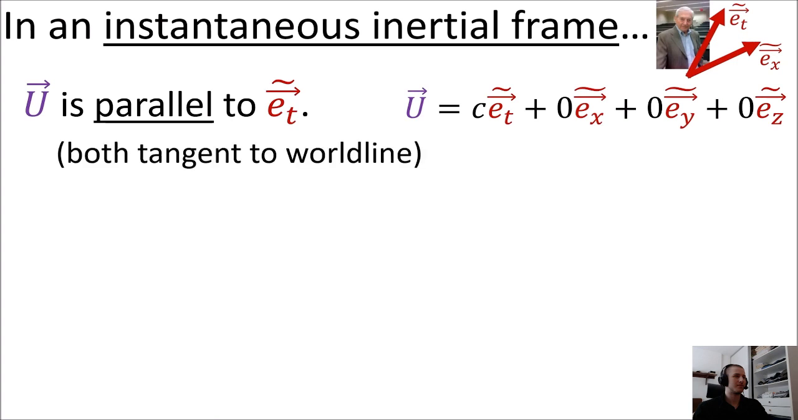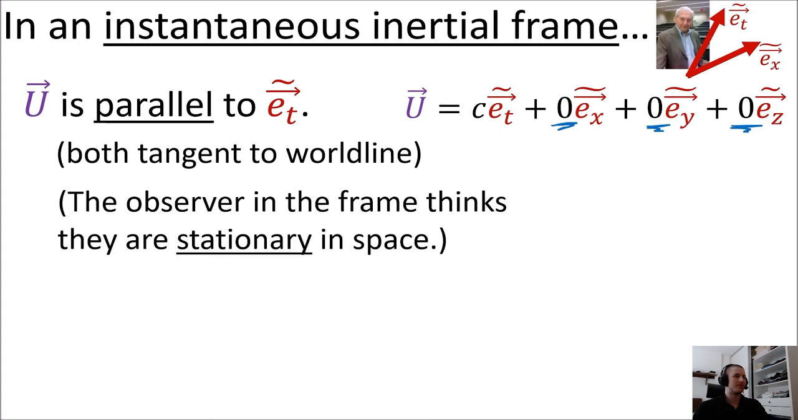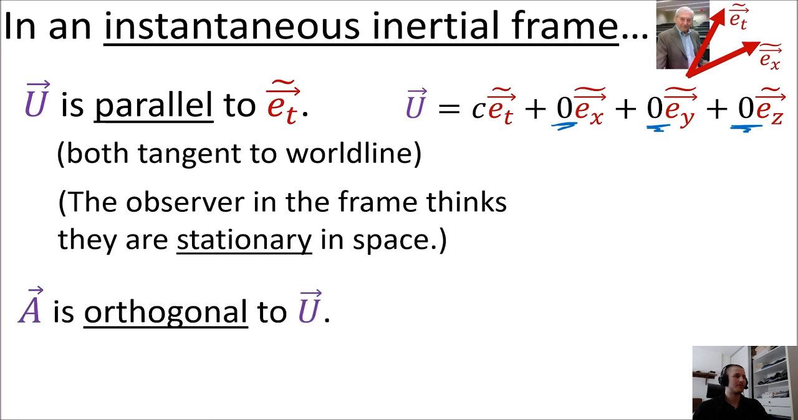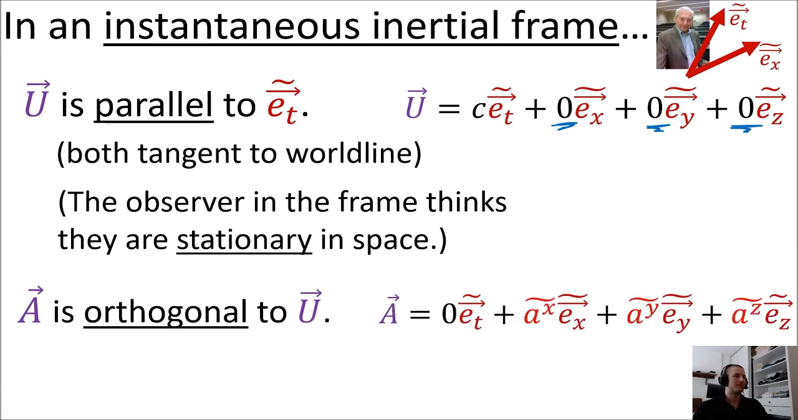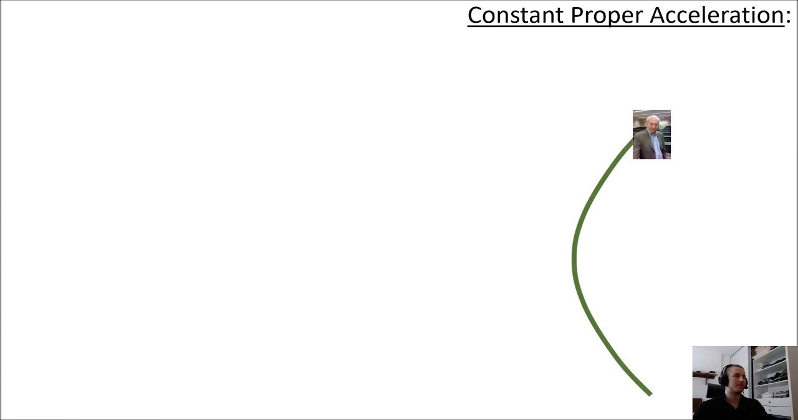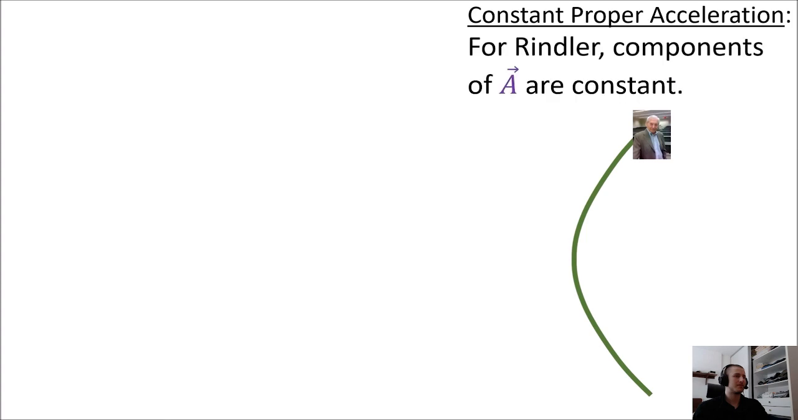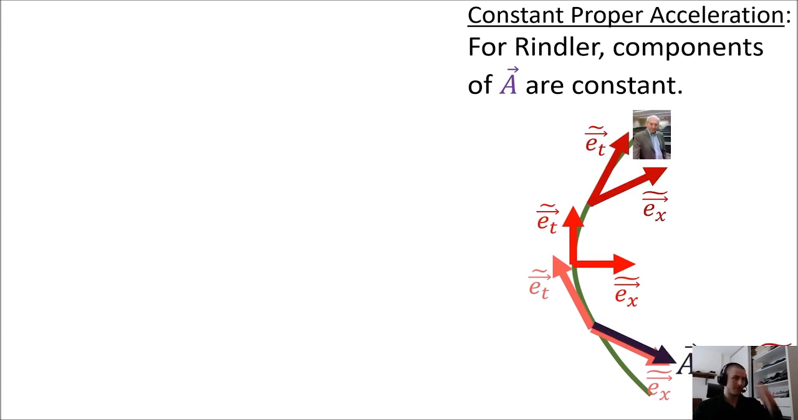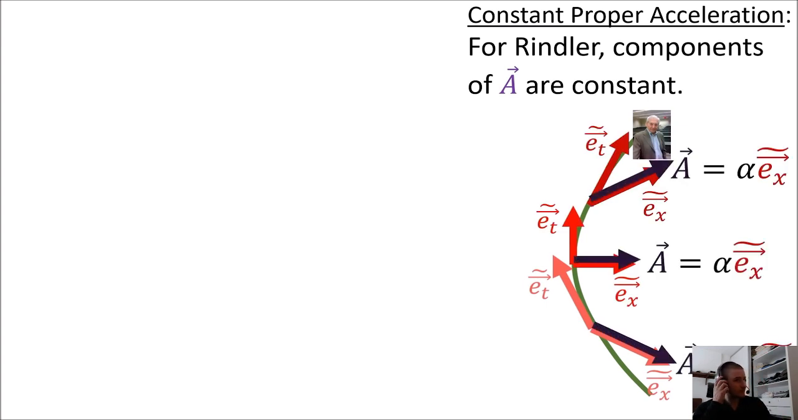This means that the 4 velocity vector always has 0 space components from Rindler's point of view. This basically means that the observer in this frame thinks they are always stationary in space. And the 4 acceleration a is always orthogonal to the 4 velocity. So this means that in the instantaneous inertial frame, the 4 acceleration is always purely in a spatial direction, with a 0 time component. So when we say Rindler has constant proper acceleration, this means that the components of Rindler's 4 acceleration vector are always constant and point in the space direction only for his instantaneous inertial frame.